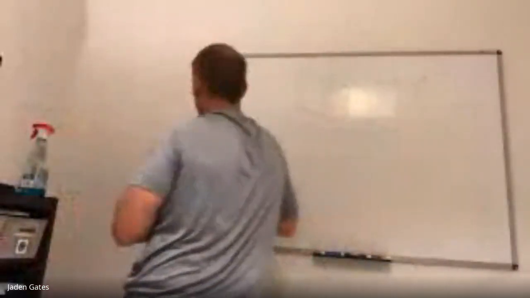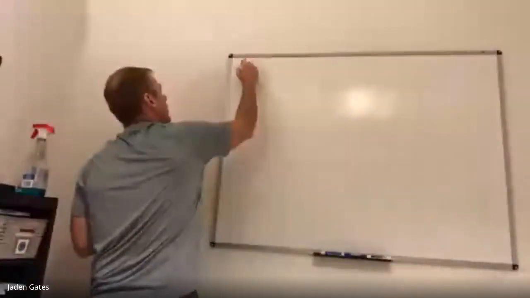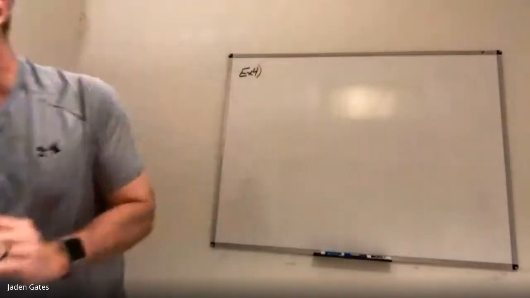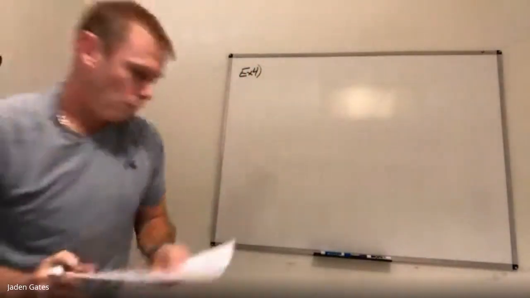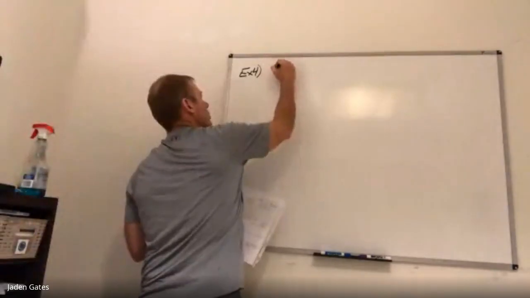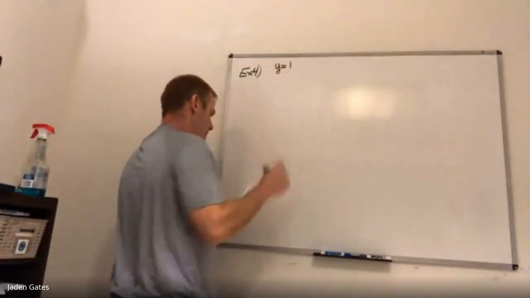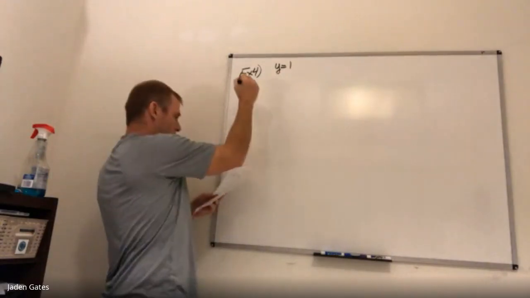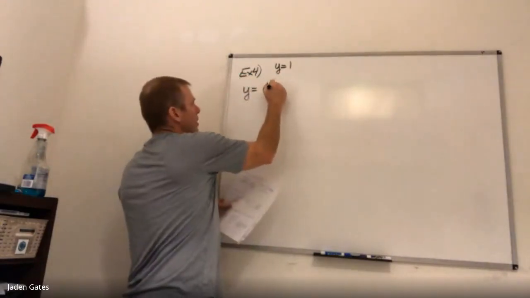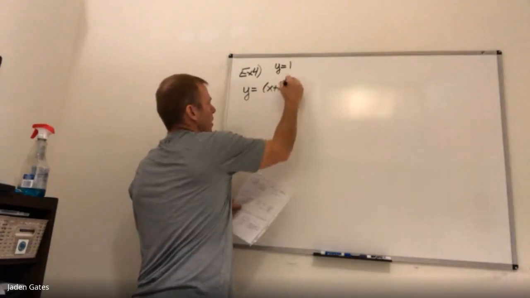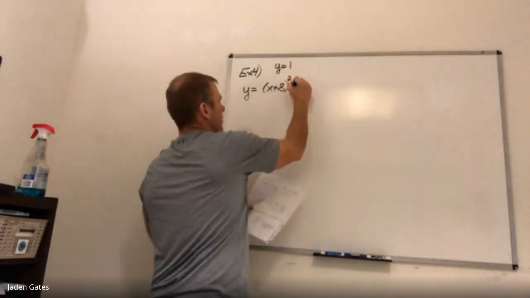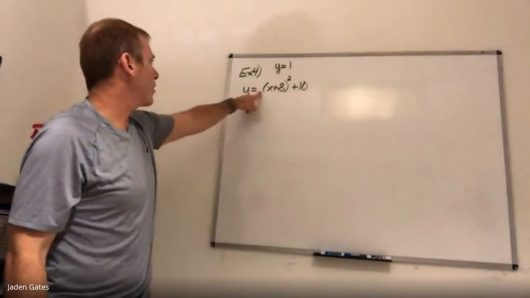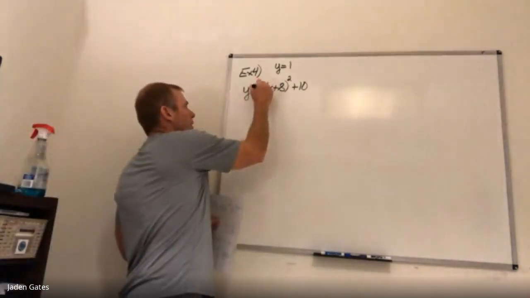Okay, so we have now example 4 says y is equal to 1. So there's our height of our parabola. Find x if our parabola now is y equals x plus 8 squared plus 10. All right, so there's our parabola, our a value. There's a secret 1 there.